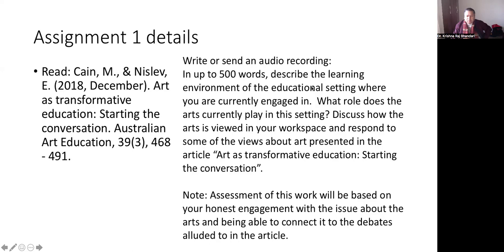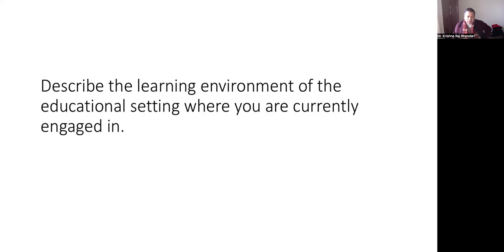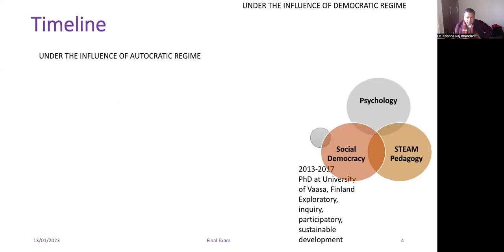I'm describing the learning environment of the educational setting where I am engaged, what role the arts currently play in the setting, and how I can relate the arguments that the article is proposing in my own context. So first of all, how can I describe the learning environment of the educational setting where I am currently engaged in? First of all, let's look into my timeline.